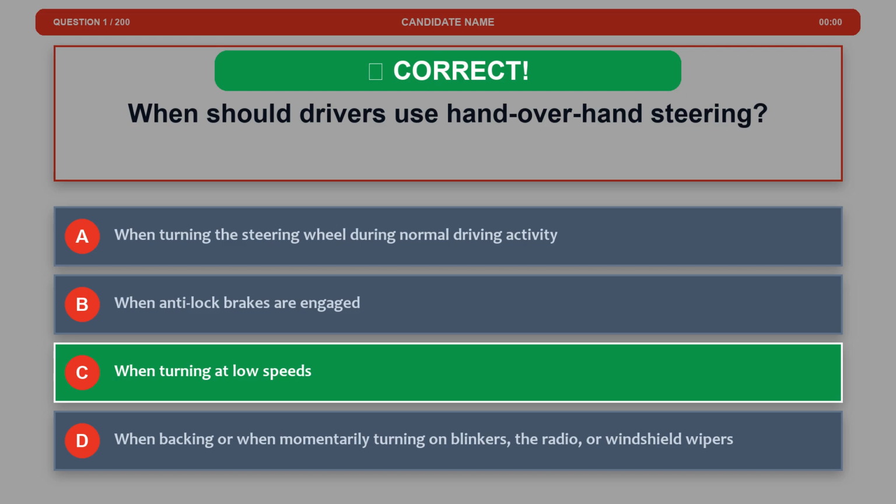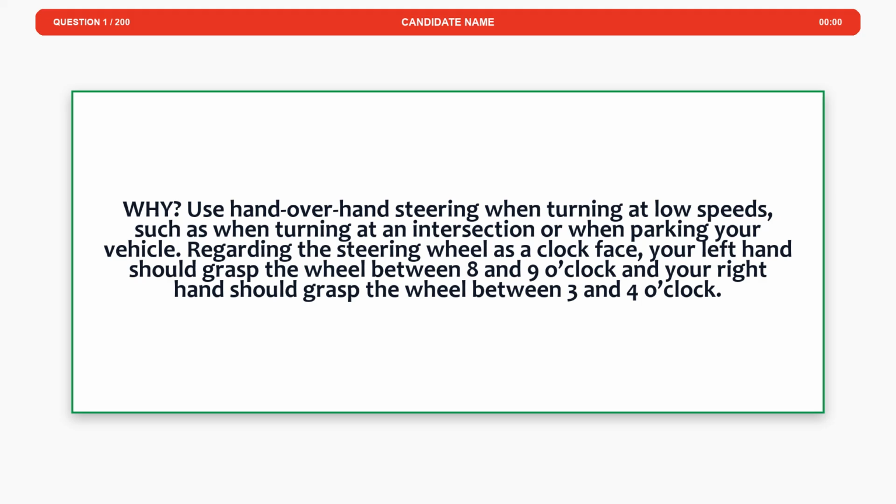The correct answer is option C, when turning at low speeds. Explanation. Use hand-over-hand steering when turning at low speeds, such as when turning at an intersection or when parking your vehicle. Regarding the steering wheel as a clock face, your left hand should grasp the wheel between 8 and 9 o'clock, and your right hand should grasp the wheel between 3 and 4 o'clock.